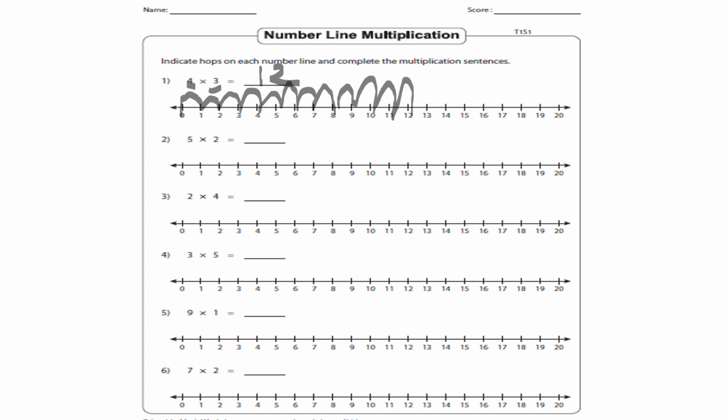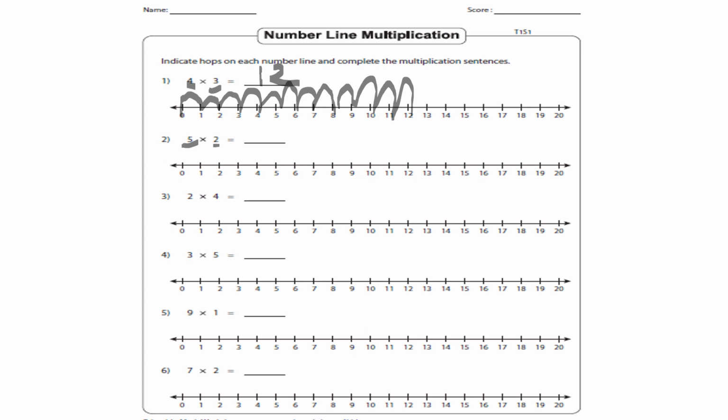5 into 2. 5 twos are? Yes, 5 twos are 10. Now let's do it on the number line. We always start from the 0. Yes, 5 twos are 10. 5 steps. How many times?